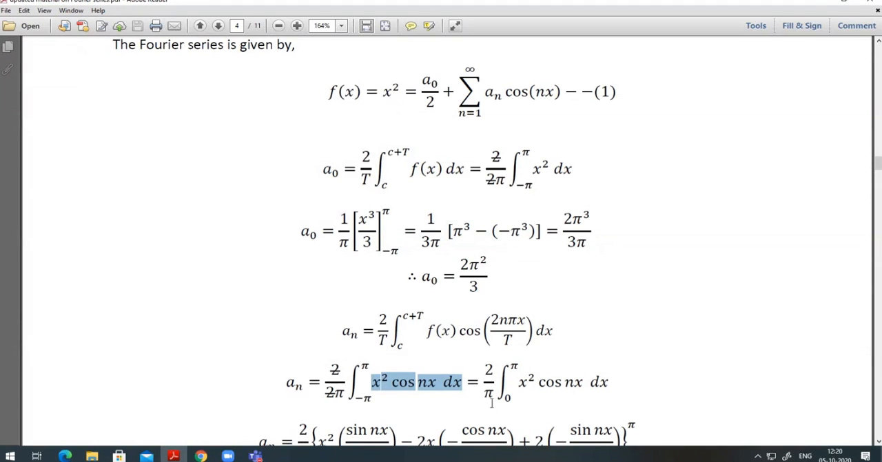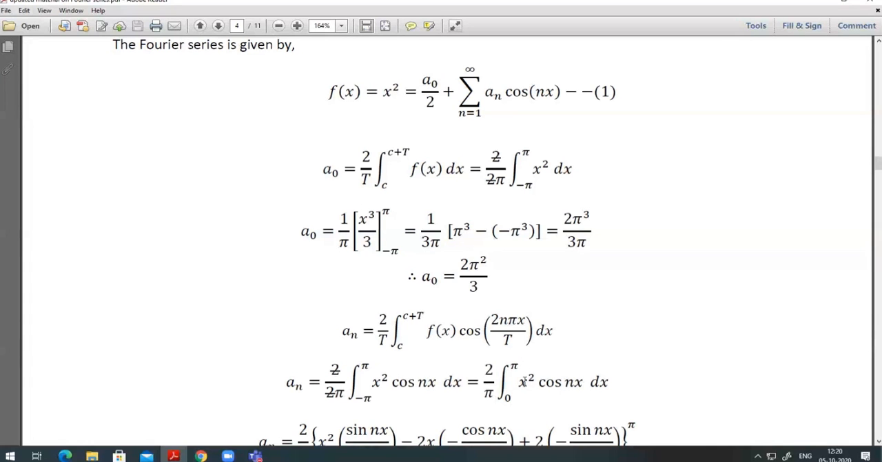So since it is an even function, x square is even, cos nx is also even, product of even functions is even. So instead of integrating from minus pi to pi, we can integrate 2 times 0 to pi. So this 2 is because of the even function's definition. So that is 2 divided by pi integration from 0 to pi x square cos nx.